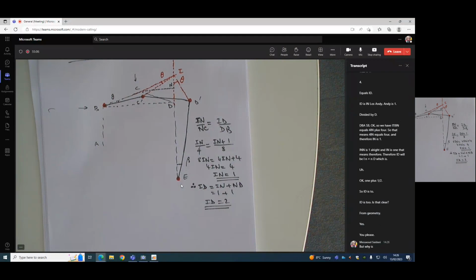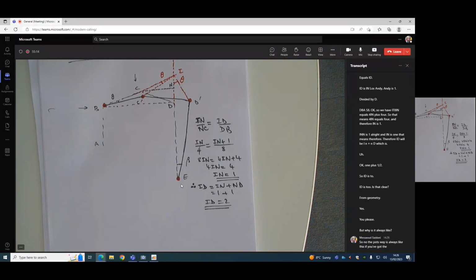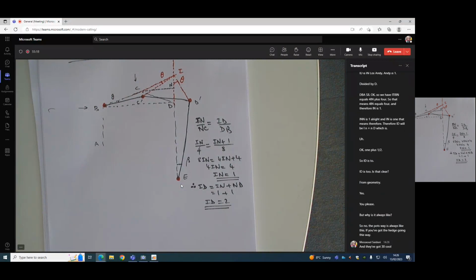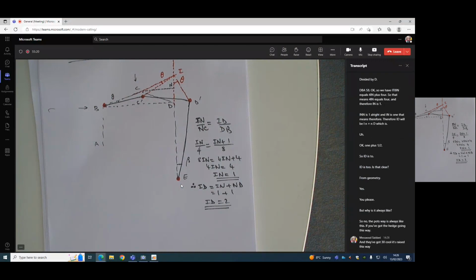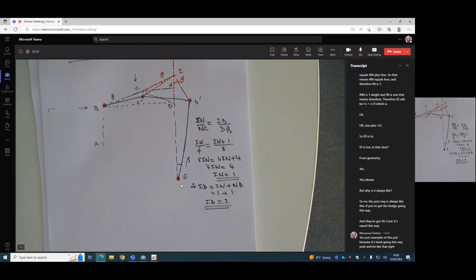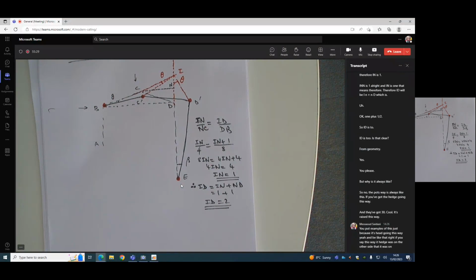Why is it always like this? Now the pathway is always like this. If you've got the hinge going this way and you've got a vertical, it sways this way. Because the hinge is going this way and V like that way, it will sway this way. If the hinge was on the other side, with V, then it goes the other way. Okay.